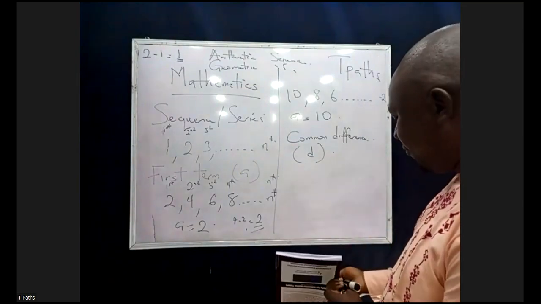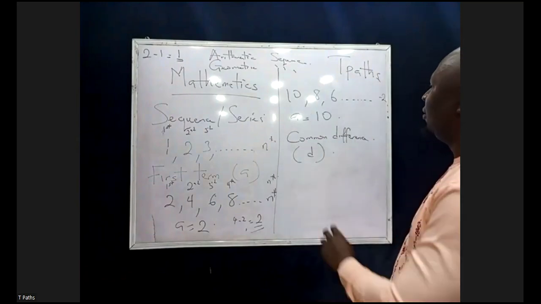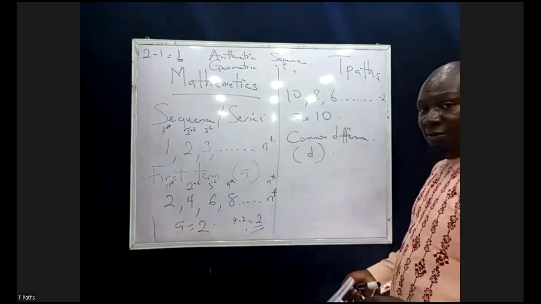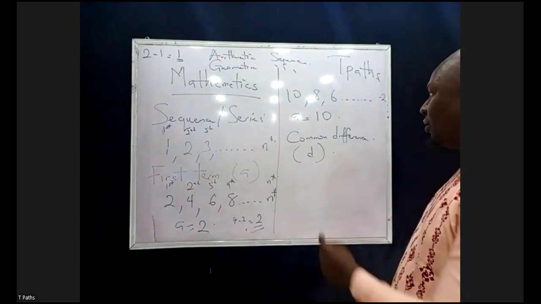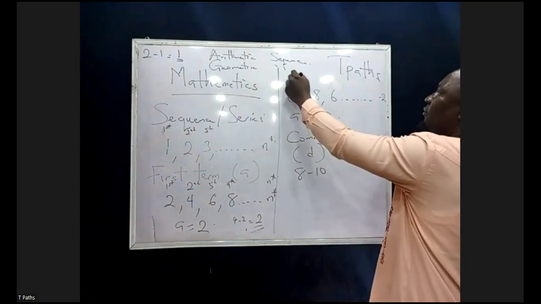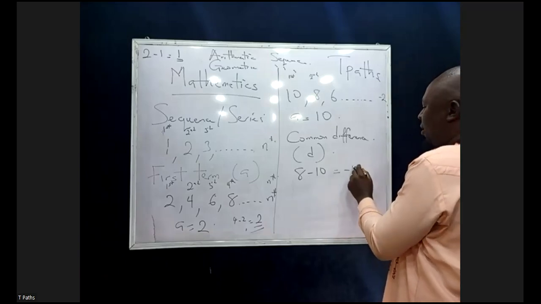Now, to get the last term of a sequence, for this, sorry. Now you have your 10, 8, 6. Now, to get the common difference of this, that's why you have to be careful. You get 8 minus 10. The second term minus the first term. 8 minus 10 is minus 2.